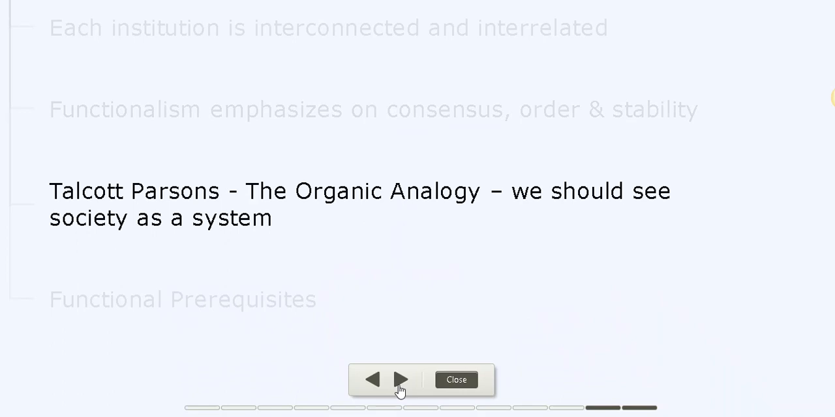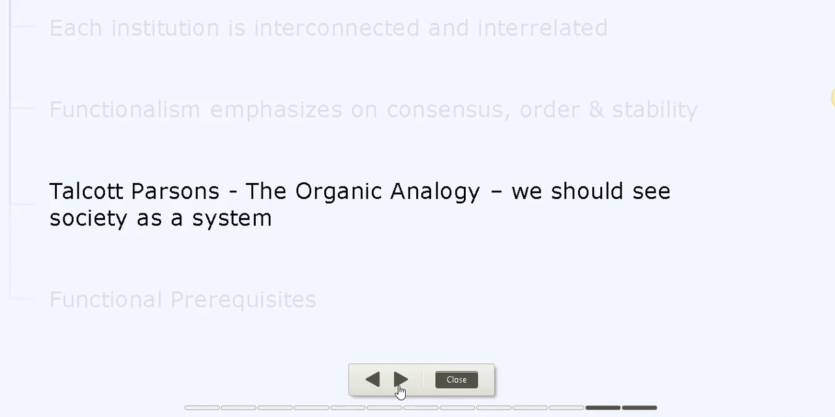Another famous functionalist is Talcott Parsons. So Talcott Parsons, he saw the society as working like a human body, arguing that institutions in the society are like the organs in the body. Each organ, each function, each institution performing specific function which is necessary for the maintenance as a whole.